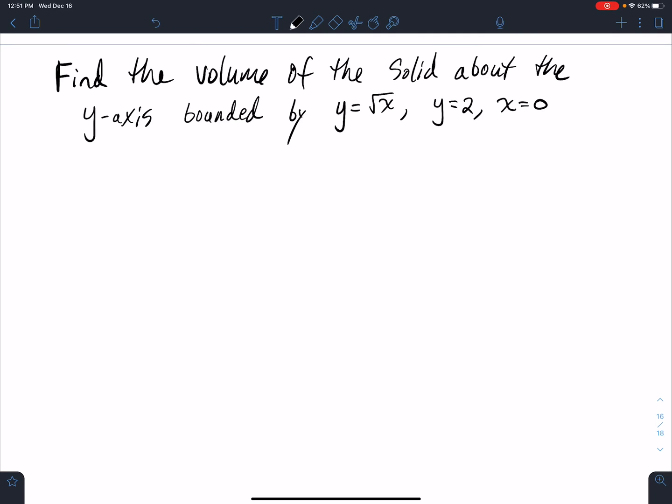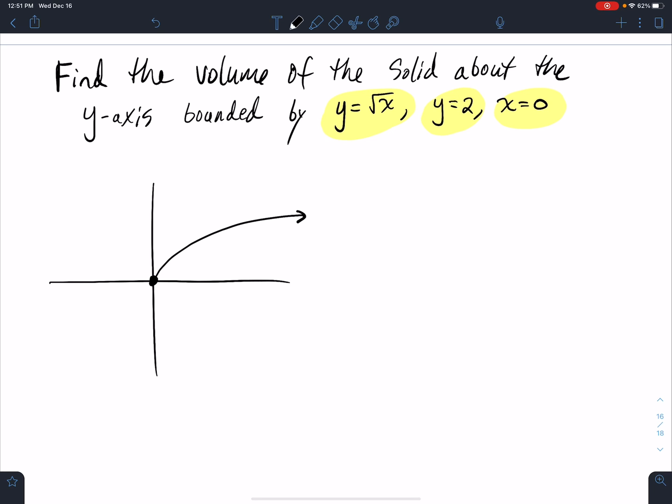So here we're going to find the volume of the solid about the y-axis bounded by y equals square root x, y equals 2, and x equals 0. So the first thing that I want to do is graph each of these equations, see what's going on here. Okay, so y equals square root of x starts at the origin and shoots out like this. Okay, y equals 2 is a horizontal line.